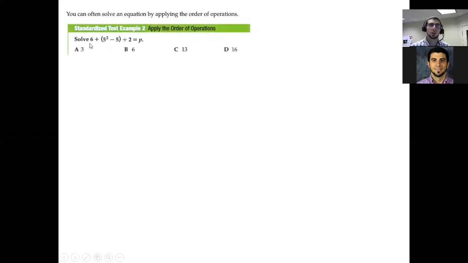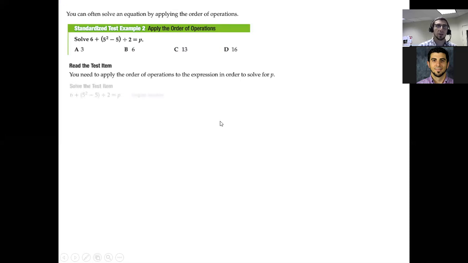So if I want to solve 6 plus the quantity 5 squared minus 5 divided by 2 equals p, I have to apply the order of operations in order to simplify the left-hand side to see what the value of p is. Notice it's a multiple choice question. So this is kind of like PSSA or Keystone practice. You need to apply the order of operations to the expression in order to solve for p. So let's solve it.